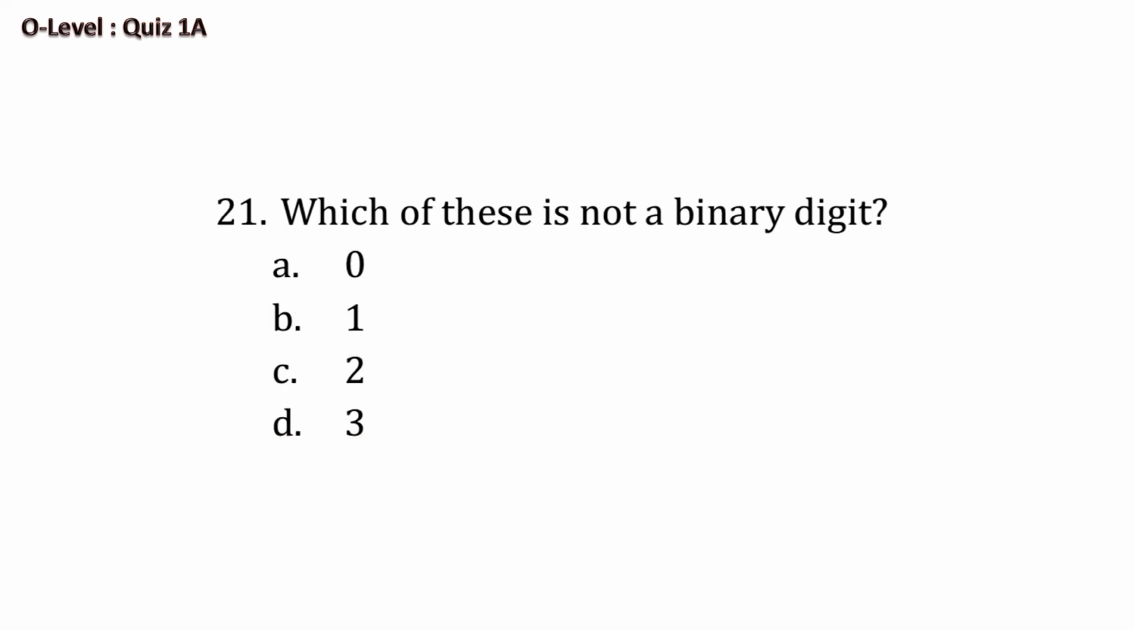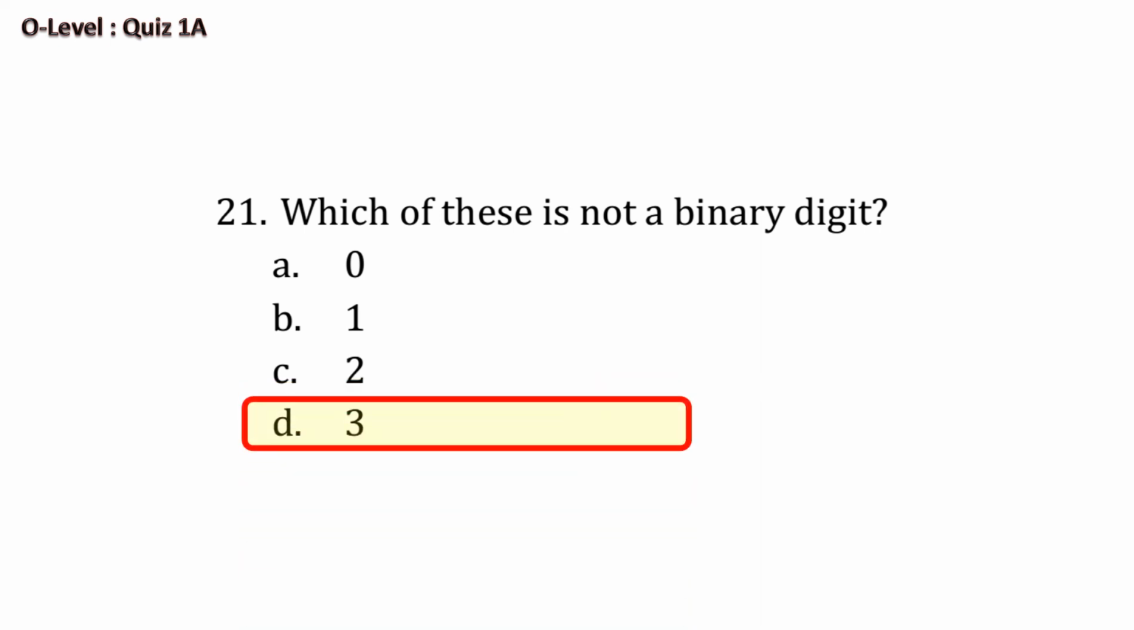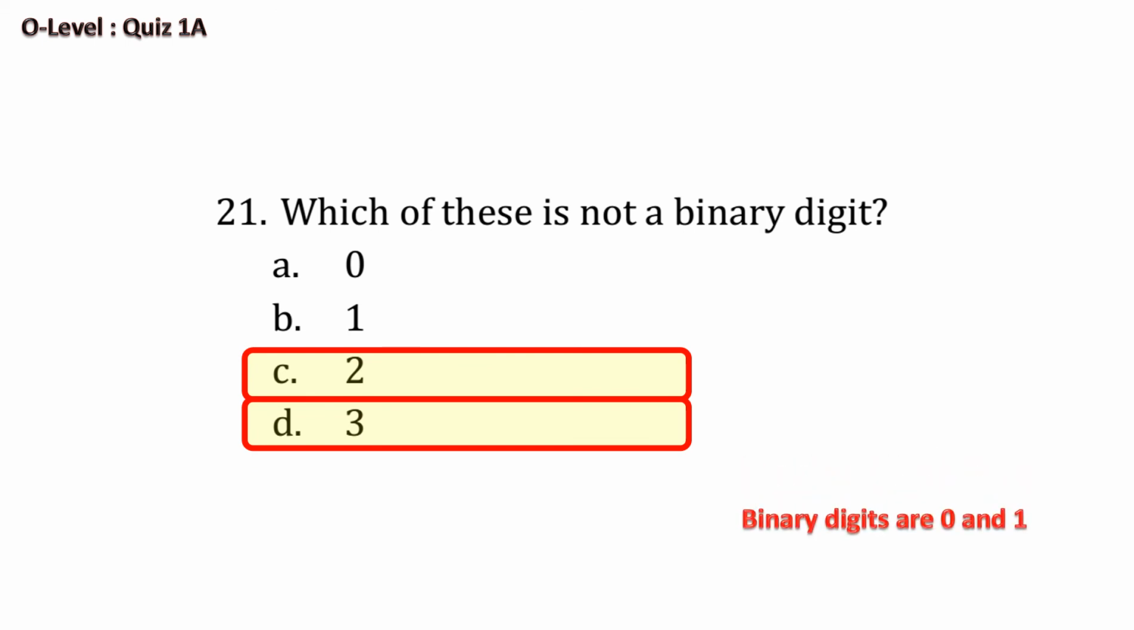21 reads, which of these is not binary digits? Note that binary digits are only zeros and ones. Those are only two binary digits. So 2 and 3 here are not binary digits.